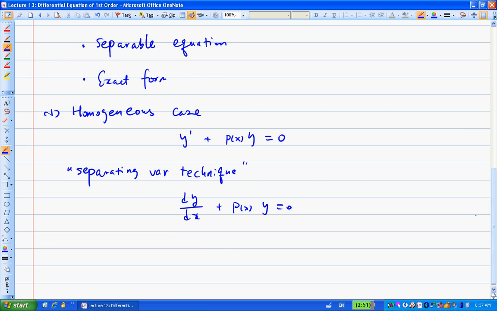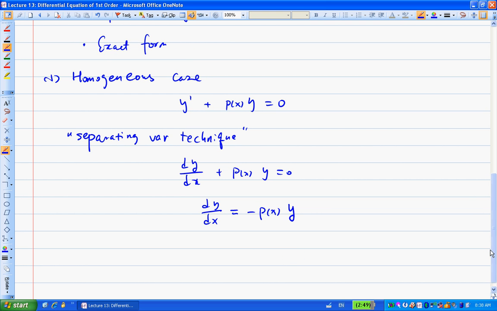So what I'm going to do is basically move this term over to the right side. So that becomes dy over dx equals negative this, right? To this.